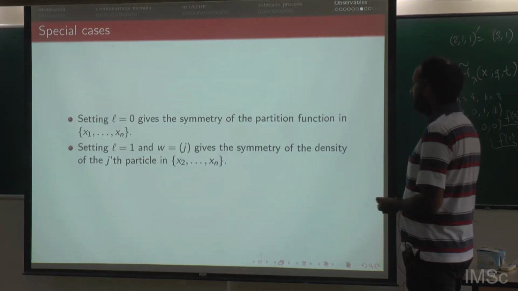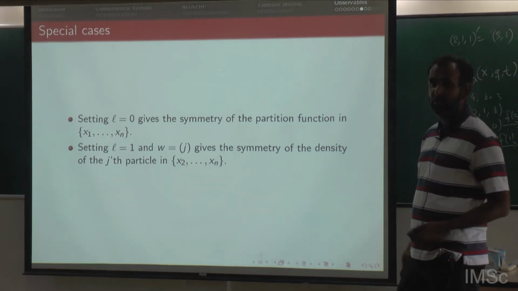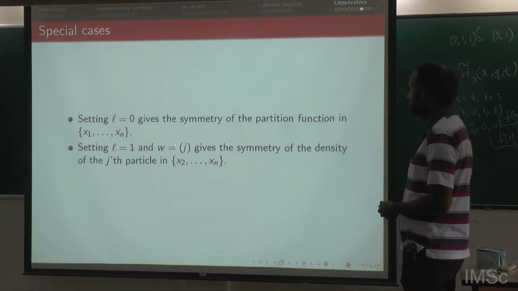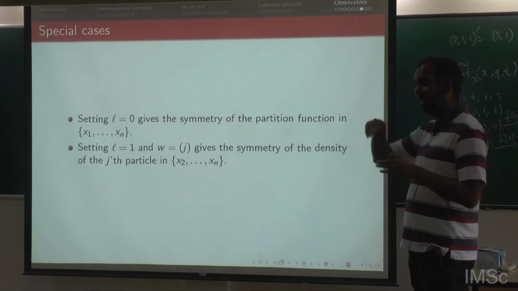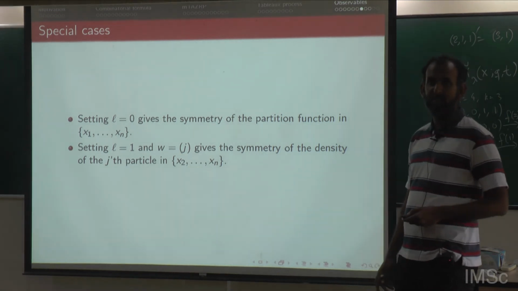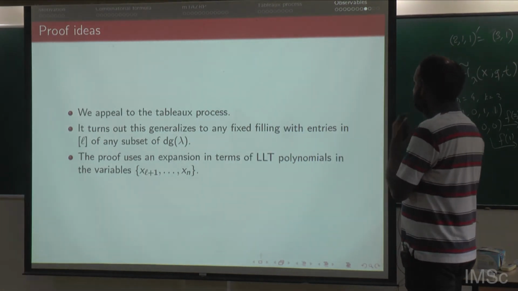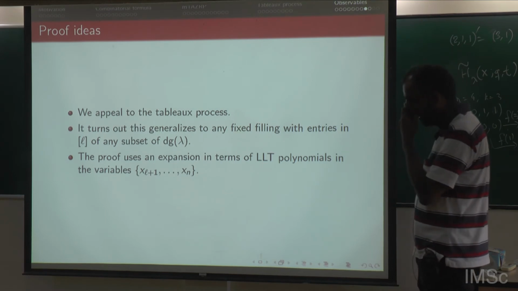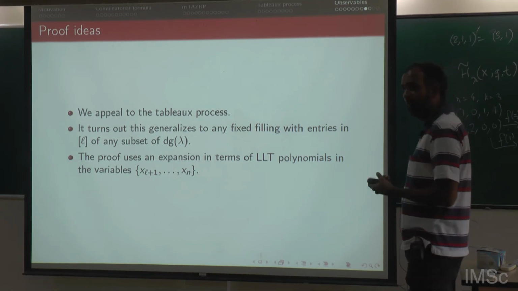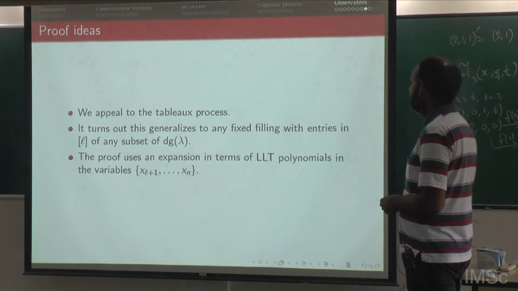And two special cases are that when you set L equals 0, which means you don't impose anything, you get the full partition function symmetry. And when you set L equals 1 and W equal to just J, and you look at the hat correlation, then you get that it's symmetric in x2 to xn, as I showed you explicitly. And the idea of the proof is non-trivial. It uses an expansion in terms of this important family of symmetric polynomials known as LLT polynomials, Lascoux, Leclerc, Thibon.